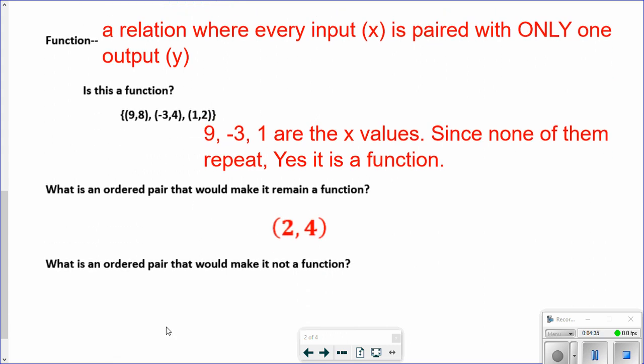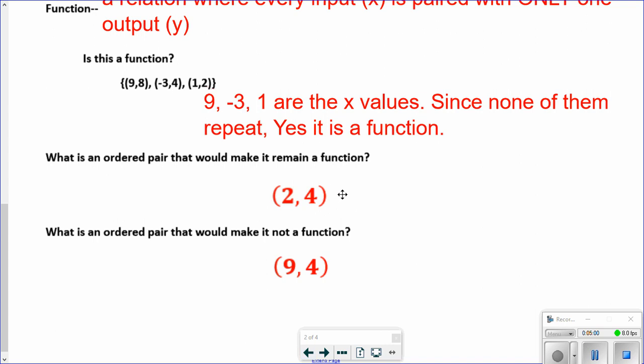To write an ordered pair that would make it not a function would just mean picking an ordered pair with an x value that's already been used. So, for example, (9, 4): 9 is now being matched with 8 and 4, so now it's not a function. And these are just some examples. There are multiple ordered pairs that you could pick that would make it a function or not a function.